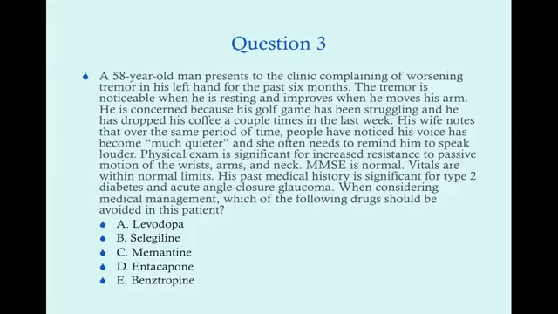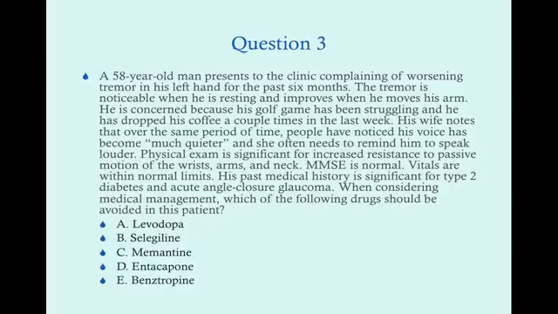Physical exam is significant for increased resistance to passive motion of the wrists, arms, and neck. Mini mental status examination is normal. Vitals are within normal limits. His past medical history is significant for type 2 diabetes and acute angle closure glaucoma. When considering medical management, which of the following drugs should be avoided in this patient? A. Levodopa, B. Selegiline, C. Memantine, D. Entacapone, or E. Benztropine.